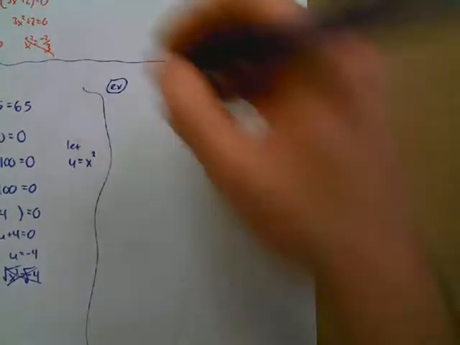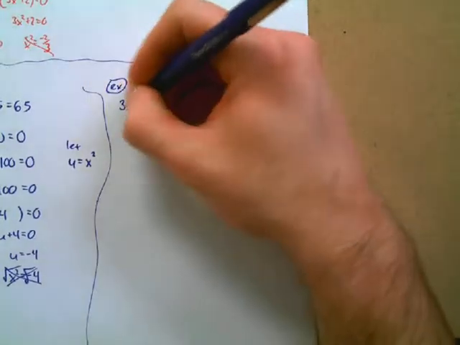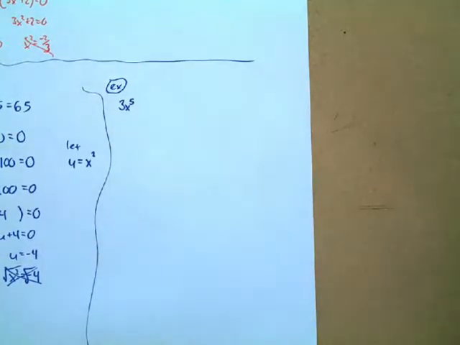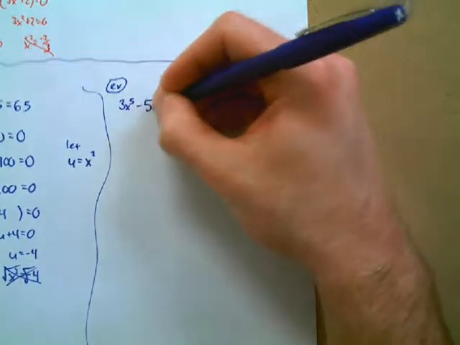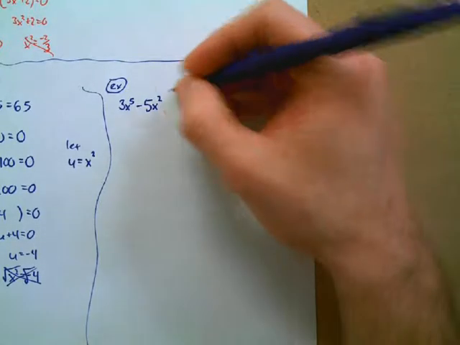Sorry, it's supposed to be cubed. Okay, so 3x to the fifth minus 5x cubed minus 12x equals 0.